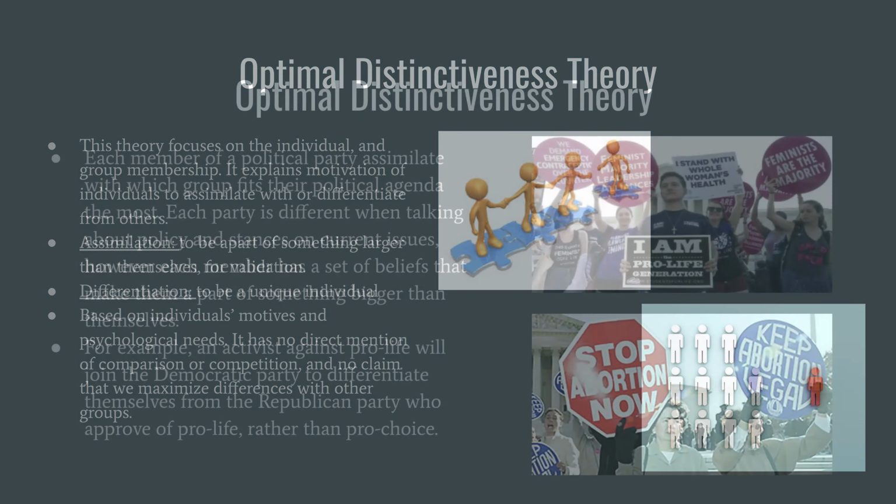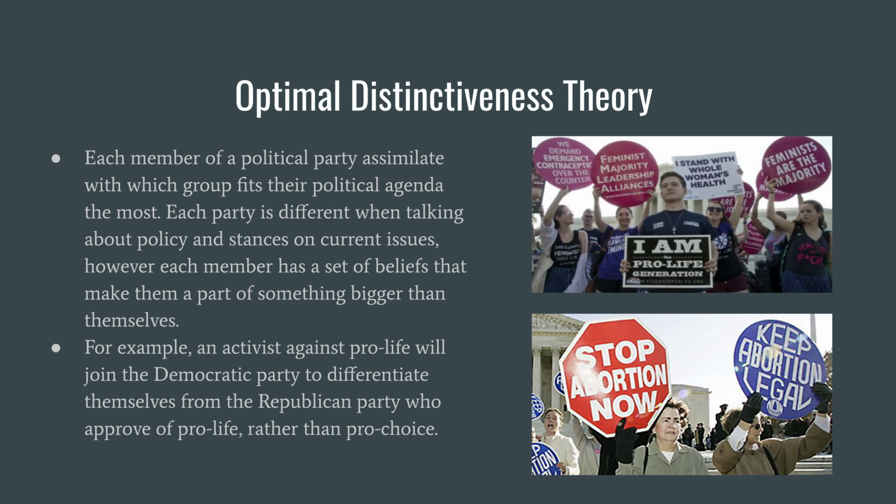So an example of this theory is each member of a political party assimilates with the group that fits their political agenda the most. Each party is different when talking about policies and stances on current issues. However, each member has a set of beliefs that make them a part of something bigger than themselves. For example, an activist against pro-life will join the Democratic Party to differentiate themselves from the Republican Party, who approve of pro-life rather than pro-choice.